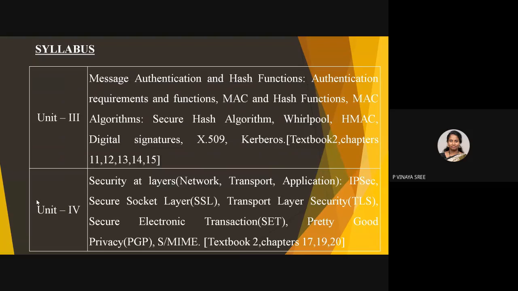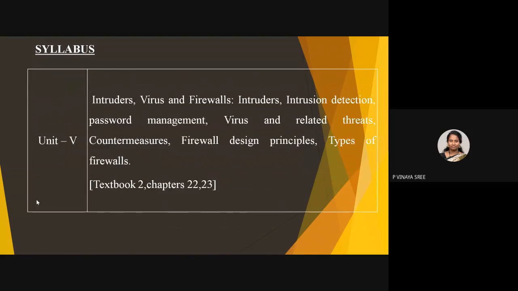Coming to Unit 3, we'll study authentication techniques, MAC and hash algorithms, and Kerberos, which are used for authentication purposes. Unit 4 is about security while transferring emails, and in e-commerce websites, what the different protocols used are. The fifth unit is completely about intruders, viruses and firewalls. What different intrusion detection systems are available, and what different types of firewalls exist.